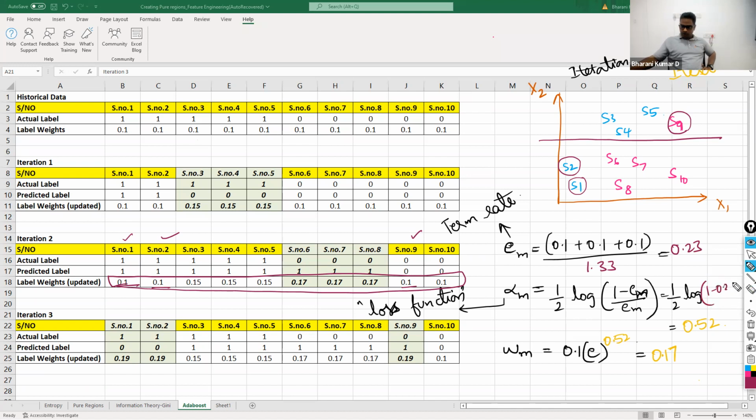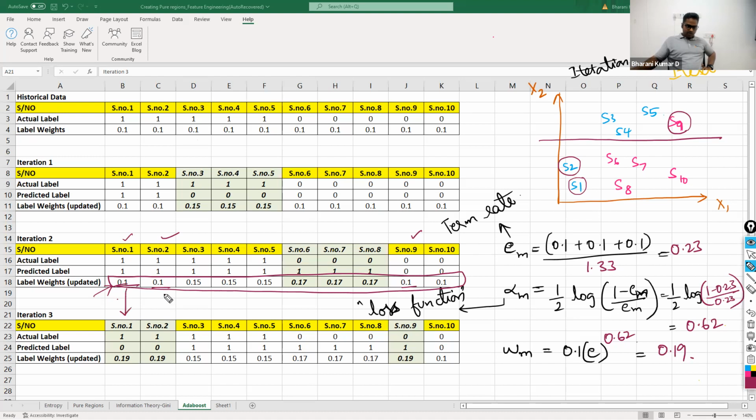1 minus 0.23 divided by 0.23. Okay, and how much are you getting here when you solve it? 0.62. Yeah, iteration 2 weights only will be taken for iteration 3 because you're looking at previously what were the weights. Now what should be the weights? So here you give 0.62 and ultimately you get 0.19.